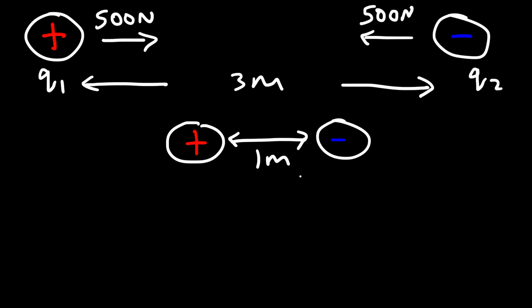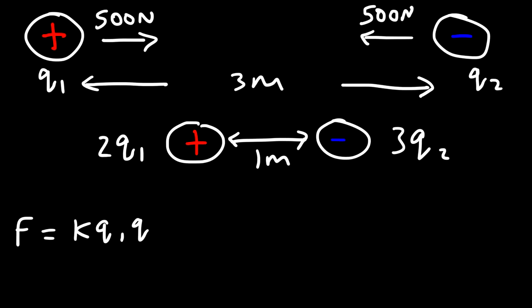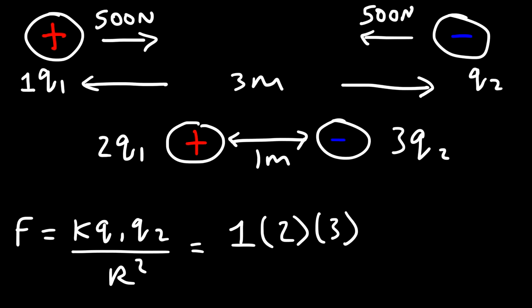So we reduce the distance by a factor of 3. And at the same time, let's double the magnitude of charge 1 and let's triple the magnitude of charge 2. So by what factor will the force increase? So using Coulomb's law, F is equal to K Q1 Q2 over R squared. The best way to get the answer is to replace everything with the amount that we changed it by. Now K is the same, so let's replace that with a 1. Charge 1, we doubled it. It went from 1 Q1 to 2 Q1. So we doubled Q1. We tripled Q2.